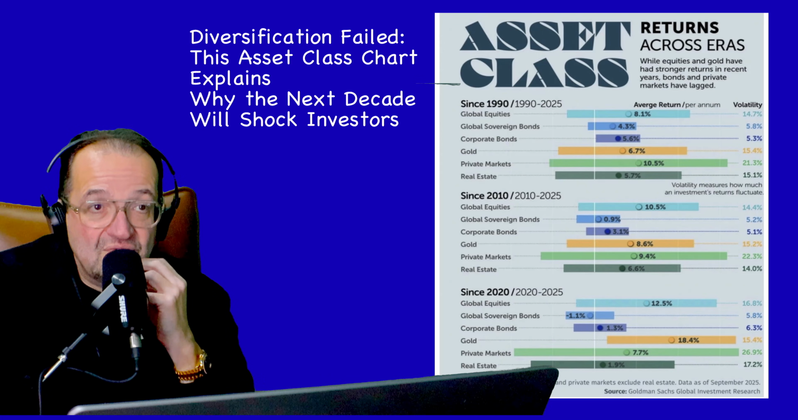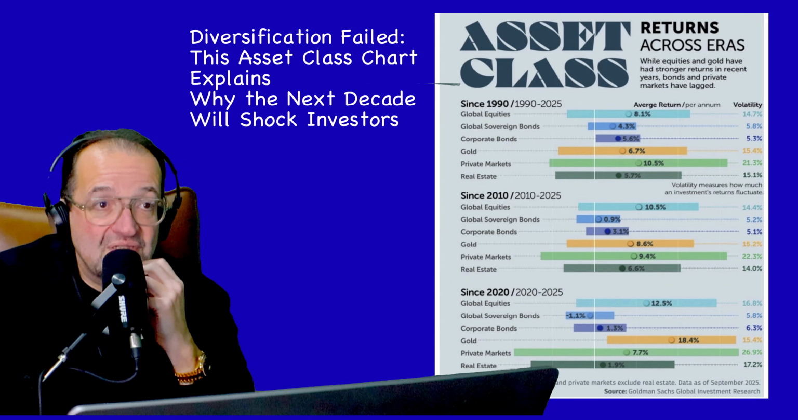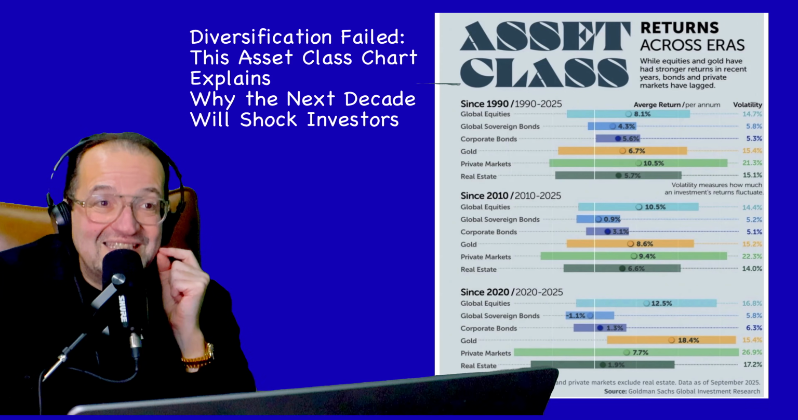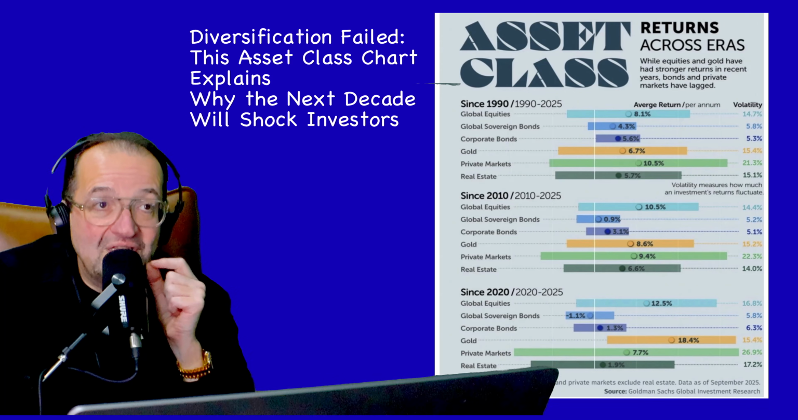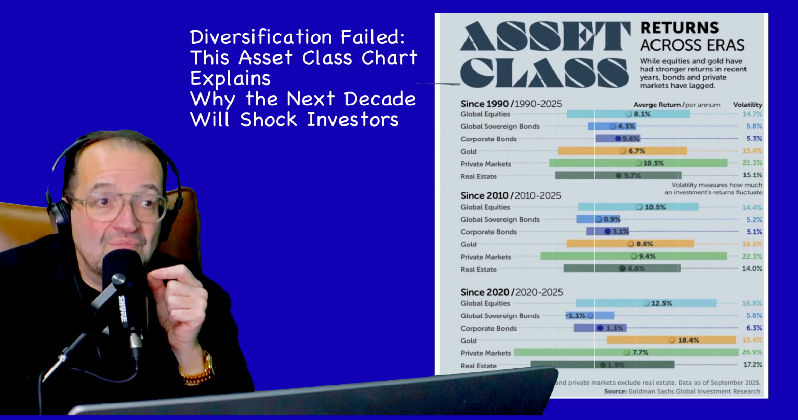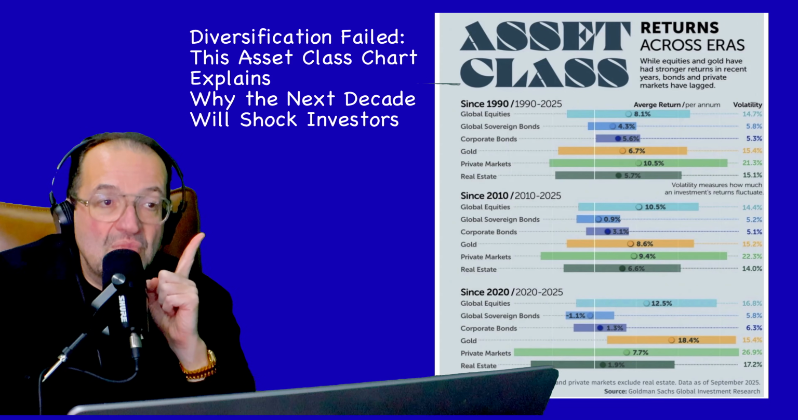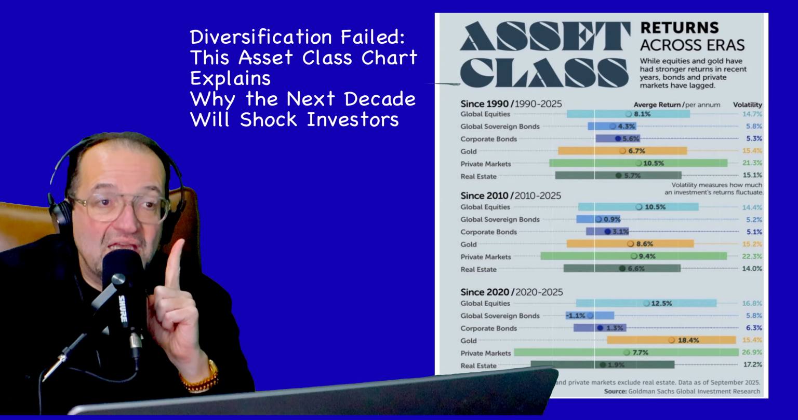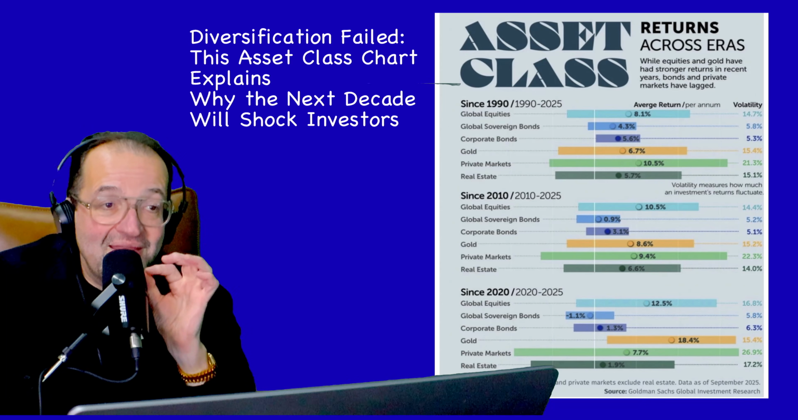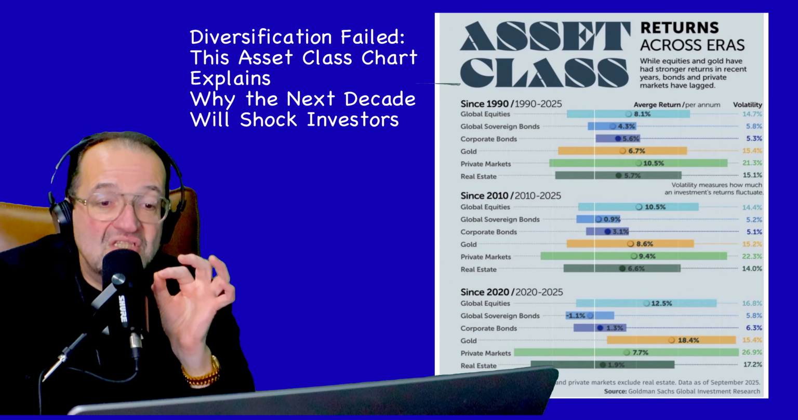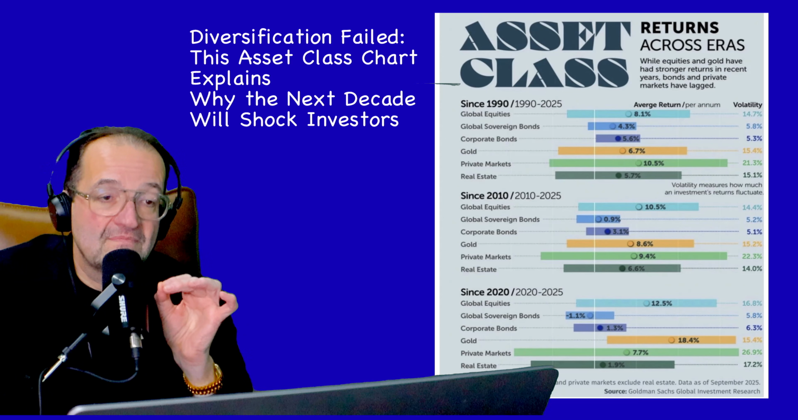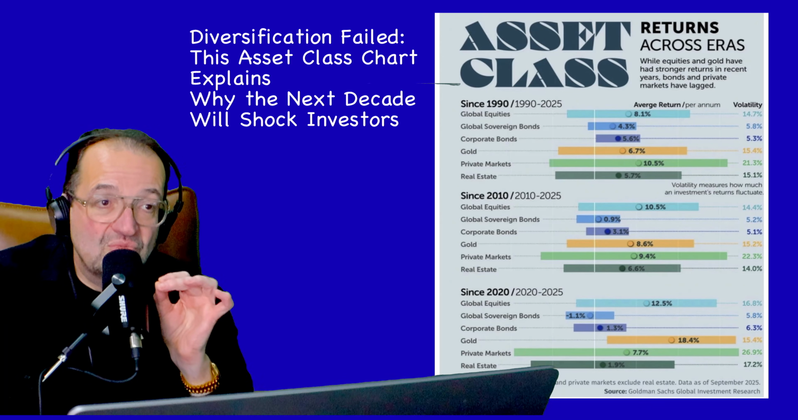On the right side, see the volatility? 14%, 5.8%, 5.3%. How much volatility did you have to suffer to get that return? So the chart is not asking what returned the most. It's asking what returned the most for the risk taken and in which era. That distinction changes everything.